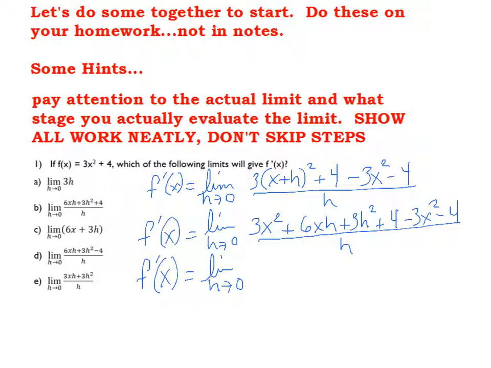Oh look, 3x squared, negative 3x squared, 4, negative 4. This has an h that can reduce. This has an h squared that's going to turn into an h, and that way the denominator goes away. And I'm left with 6x plus 3h. And now I'm ready to do the direct substitution.